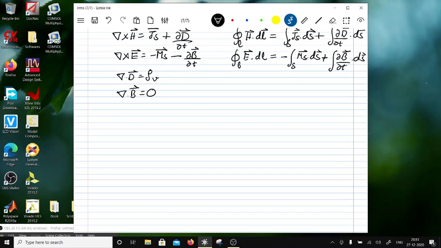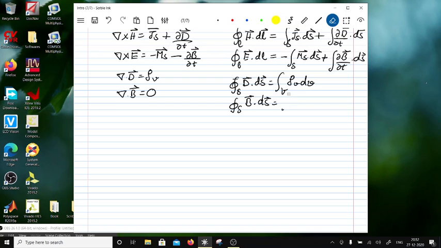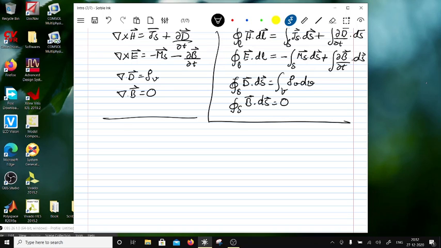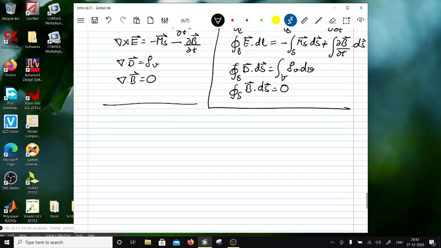So this is called the integral form. Then you have the surface integral over a completely enclosed surface of D dot ds equal to the volume integral of rho v dv. And the surface integral of B dot ds over a completely enclosed surface is equal to the volume integral of rho m dv, which is going to be equal to 0. So this is the integral form of the equations, and this is the point form of Maxwell's equations. These Maxwell's equations are important.